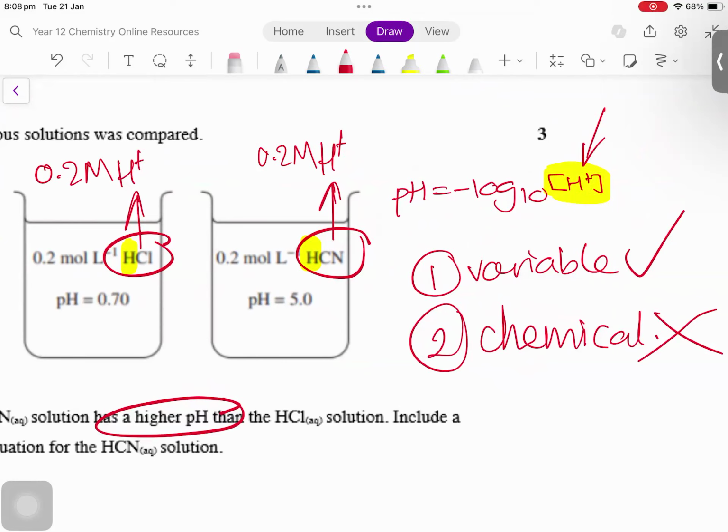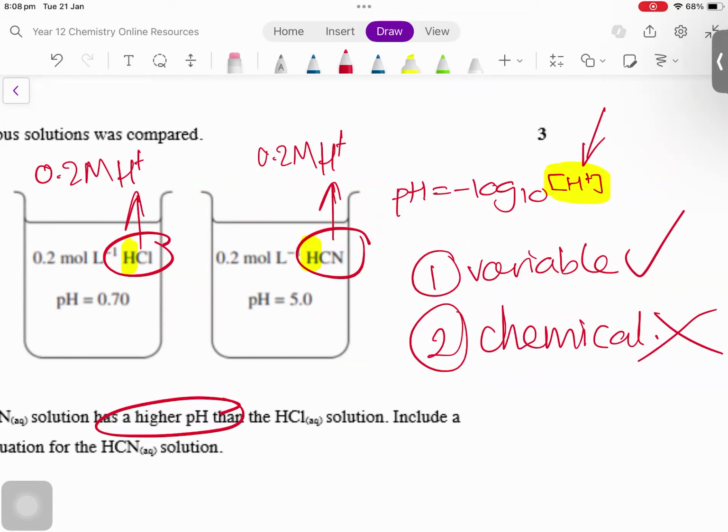Yeah? They both give off one H plus each. So if they're the same concentration at the start, the concentration of the H plus should be the same. But obviously that's not the case because the pH ends up being different. So then you're like, oh, they must not be giving away... If they have 0.2 molar, they must not be giving away 0.2 molar H plus.